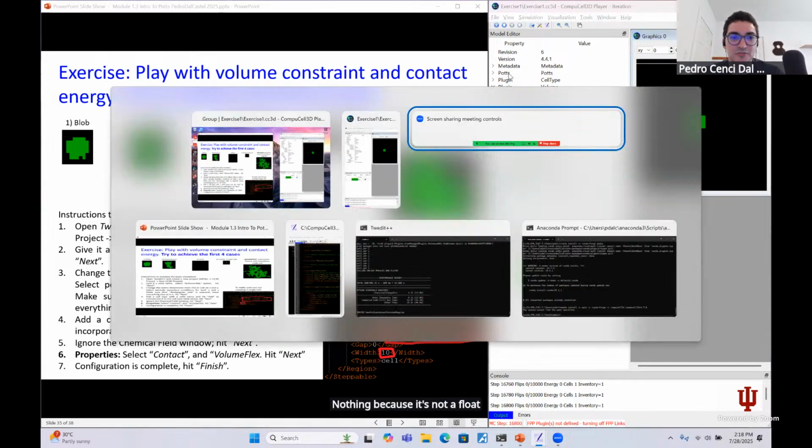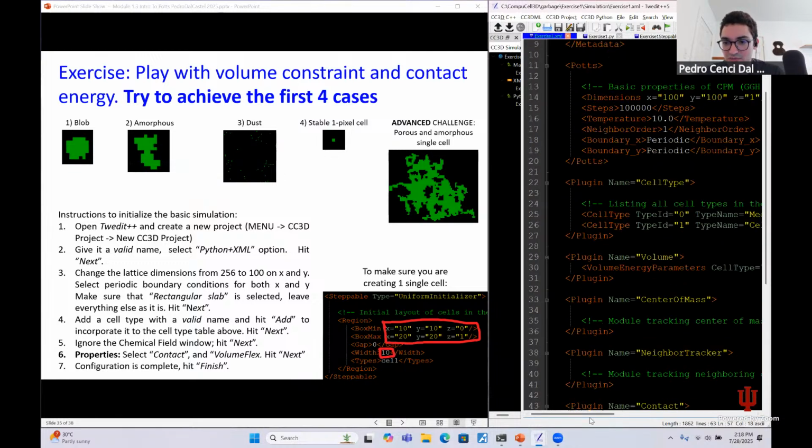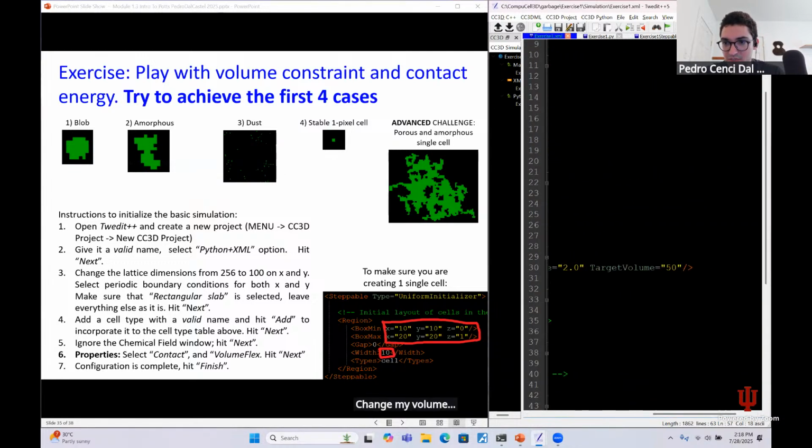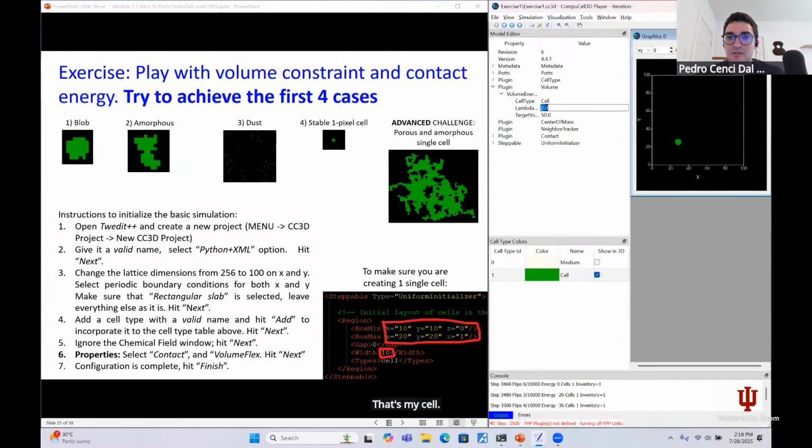So I have to go back to the simulation, change my volume to a float, come back here, run again. That's my cell. Lambda volume to a very high value. Now target volume to 1. Okay, I have my 1 pixel cell here.